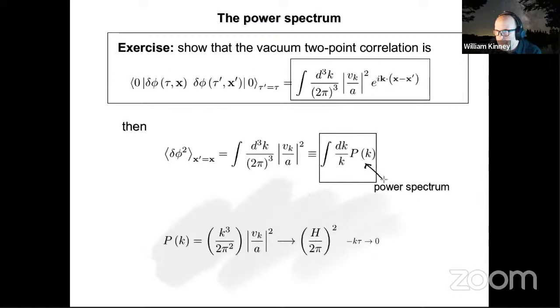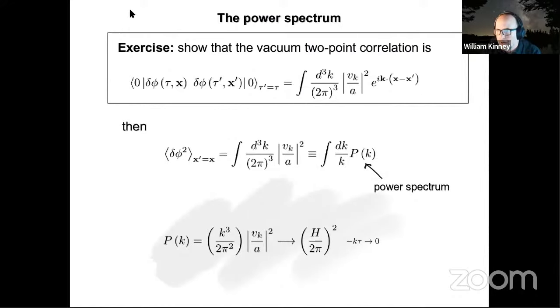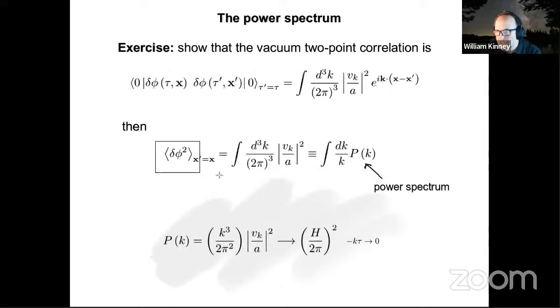And I define my power spectrum as the power in the 2-point correlation function over a logarithmic interval in k. This is just a definition of what I mean by the power spectrum. It's a power per logarithmic interval in the autocorrelation function of the field at constant spatial points, right? So I take this delta phi squared evaluated at x prime equal to x, right? So this integral goes away.